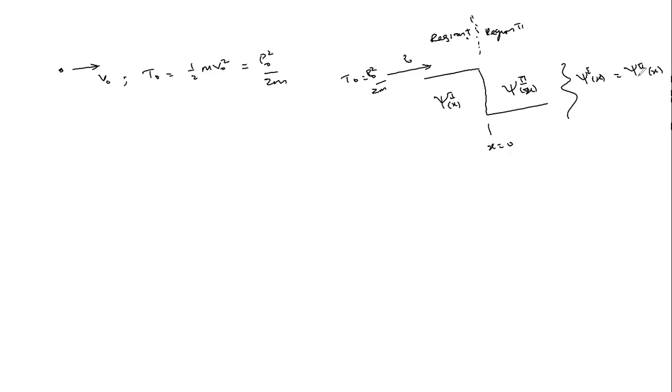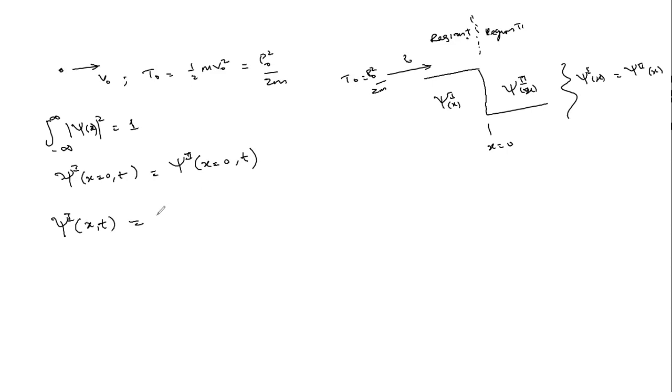So, therefore, the integral of the probability density function has to be the same as one. Now, if that is so, then it means that at the boundary, x equals 0, t is the same as the state function, boundary 2, x equals 0. For this boundary condition to satisfy the wave function on both sides of the boundary, this time dependence must follow directly, so that the wave function is continuous across the boundary.